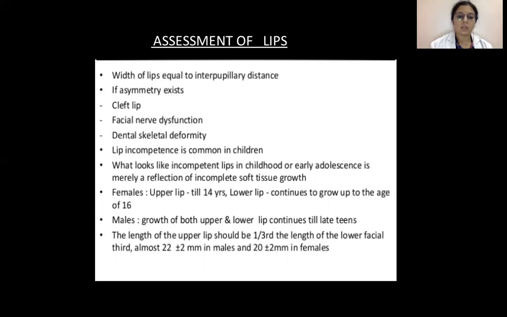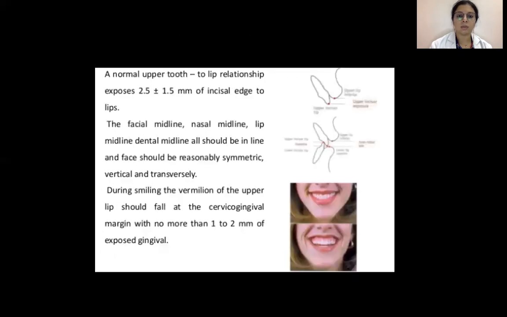Females: upper lip till 14 years, lower lip continues to grow up to the age of 16. Males: growth of both upper and lower lip will continue till the late teens. The length of the upper lip should be one third of the length of the lower facial third, almost 22 plus or minus 2 mm in males and 20 plus or minus 2 mm in females.